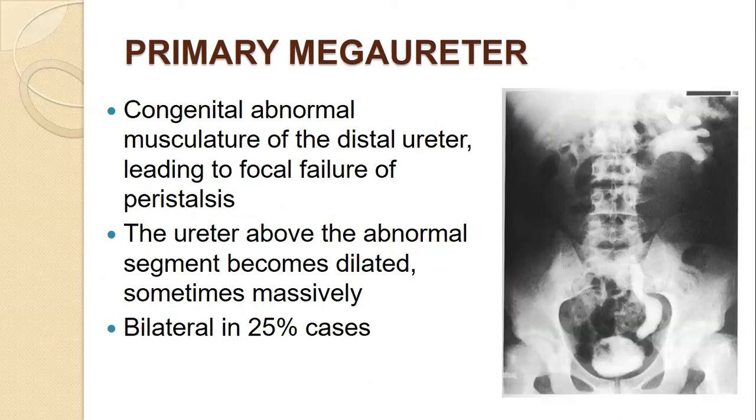You can see the abnormal musculature of the distal ureter near the VUJ, leading to a failure of peristalsis. The ureter above is normal and dilated. It's bilateral in 25% of cases.